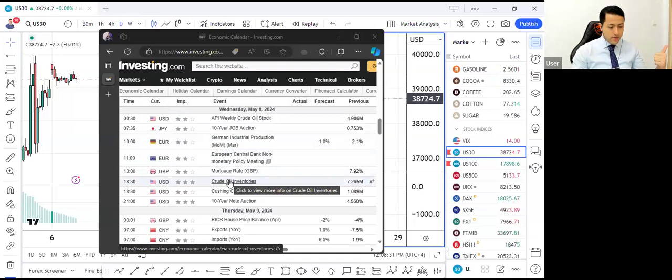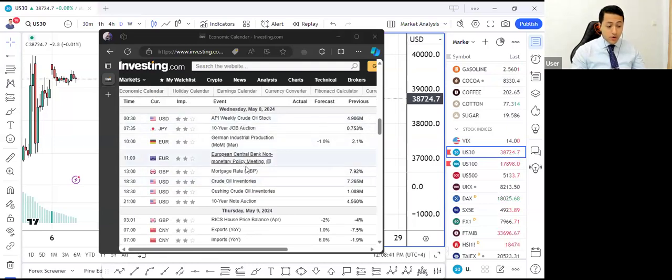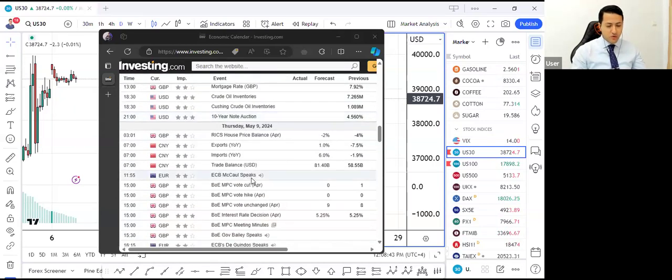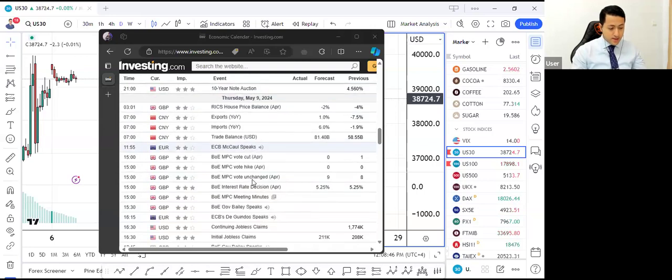We have the European Central Bank non-monetary policy meeting, not so important. Yeah, it's only the crude oil inventories that I'll be personally looking at on Wednesday, the 8th of May. Again, 4, 5 maximum out of 10.